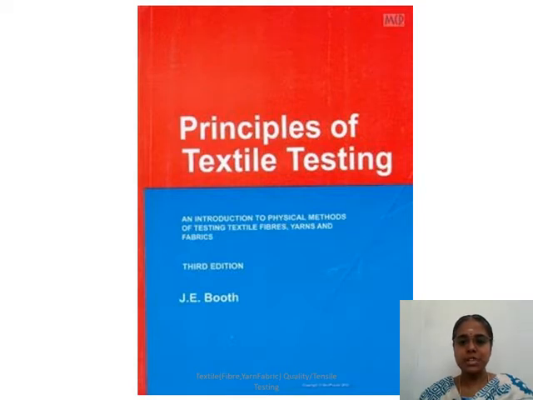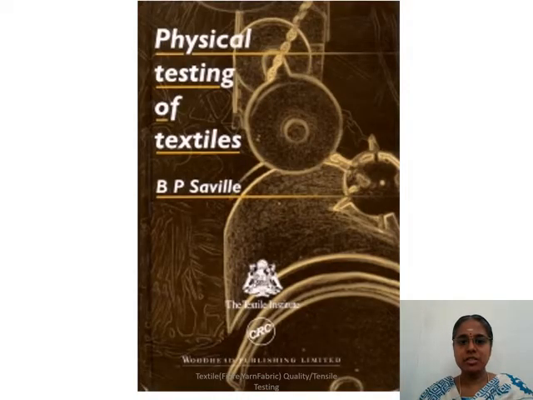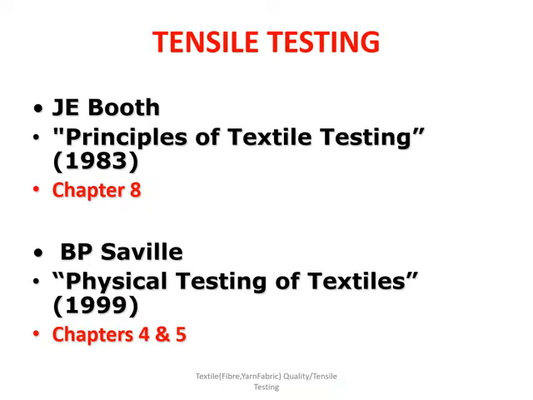This is the Principles of Textile Testing book. The author is J.E. Booth, and the Physical Testing of Textiles by B.P. Saville. This is another book that you have to refer for the theory as well as for the laboratory course. The tensile testing topics are in chapter 8 of the book by J.E. Booth and chapter 4 and 5 of the book authored by B.P. Saville. So these are the chapters that you have to refer in these books for tensile testing.